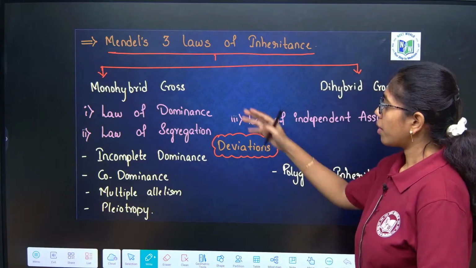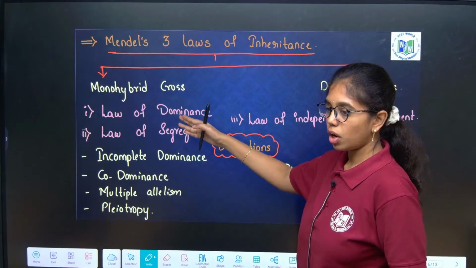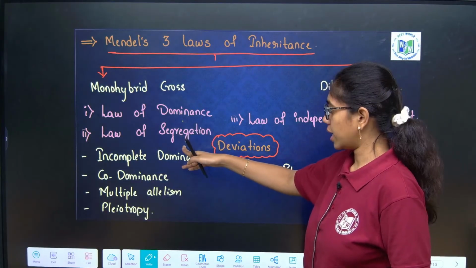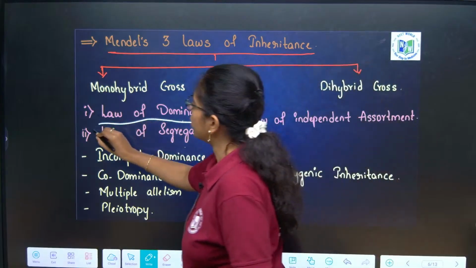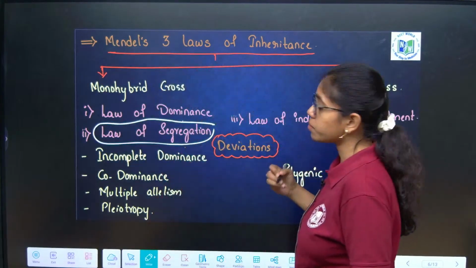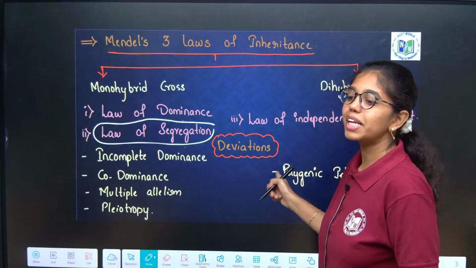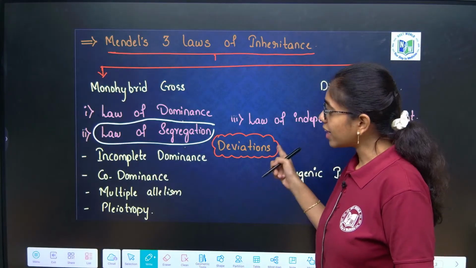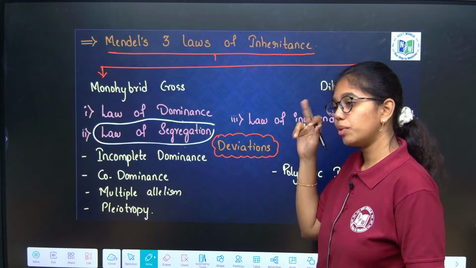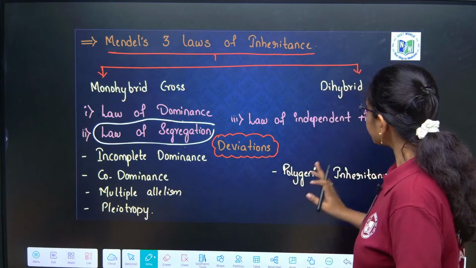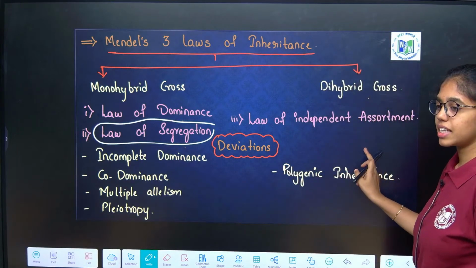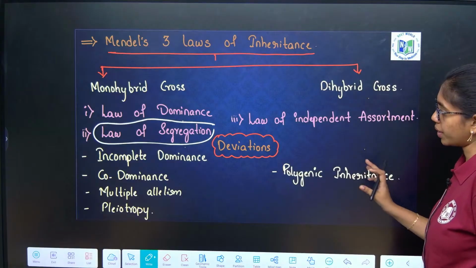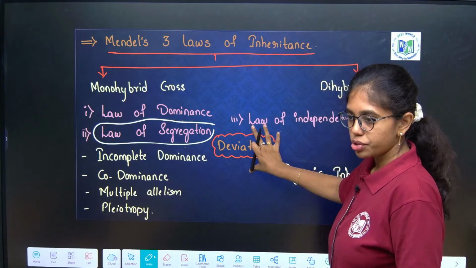Okay. From monohybrid cross he has given the law of dominance and the law of segregation. This is universal. Many times I am repeating this because it is very basic, but if you are not understanding this, complete genetics will be a question mark to you. From dihybrid cross he has given the law of independent assortment. Deviations or exceptions you have to consider.